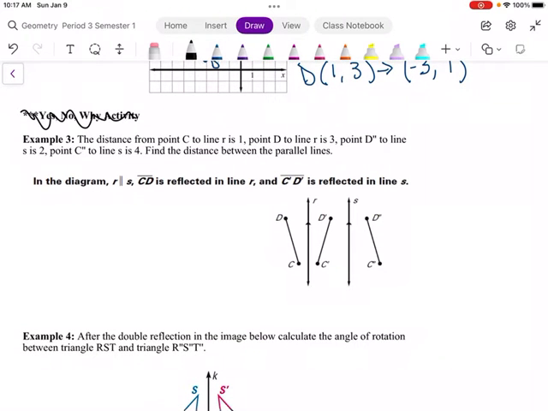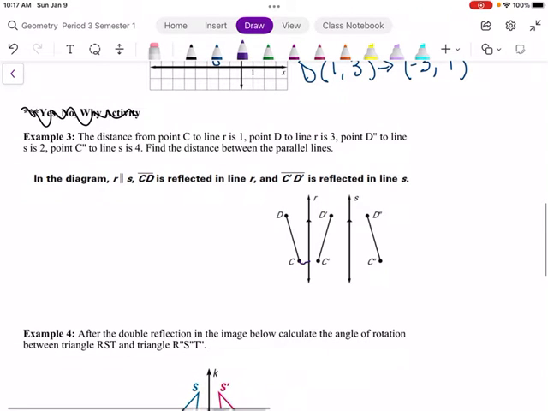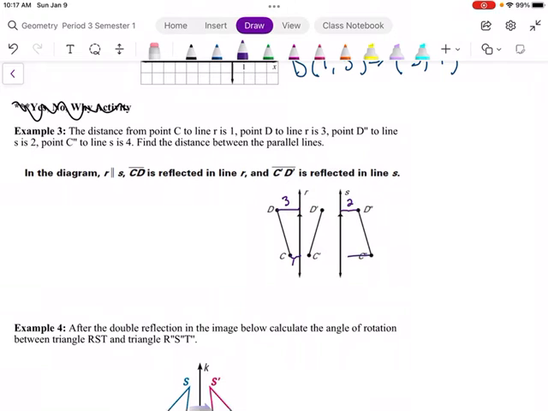We're talking about parallel lines now. The distance from point C to line R is 1. So we're going to label that here. So this has the length of 1. And point D to line R is 3. So we know that is 3. D double prime to line S is 2, and point C double prime to line S is 4. So we have 4 there. And we're going to find the distance between the parallel lines.